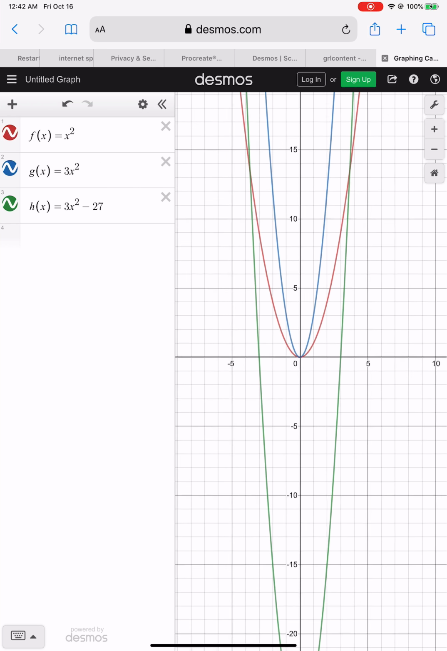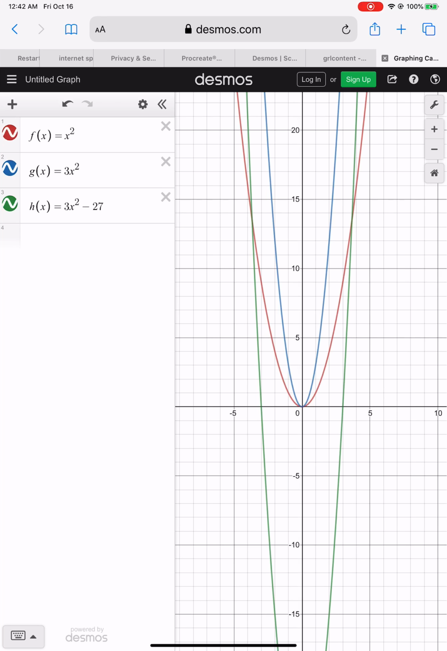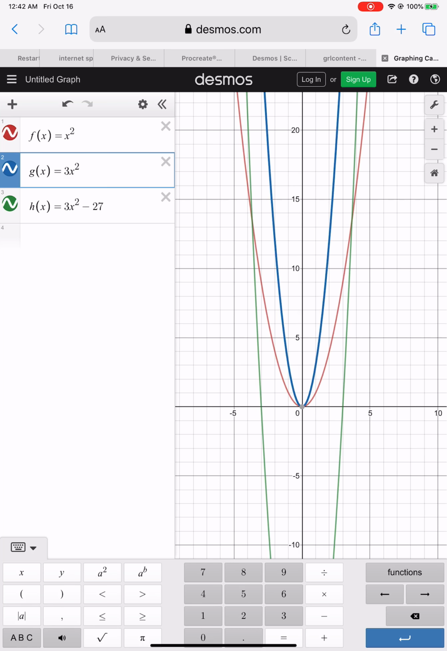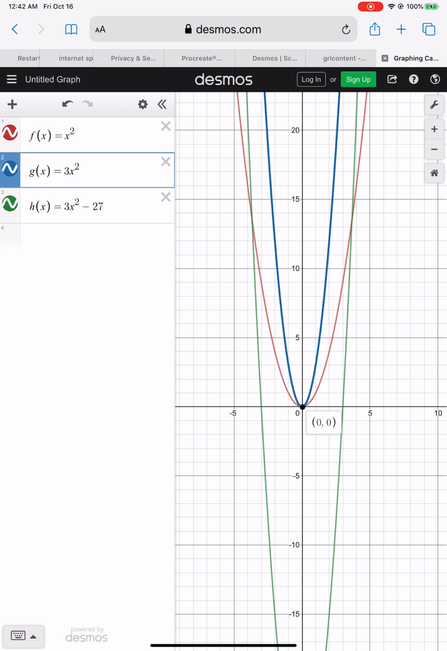Oh, I forgot about the roots. The root of the red function was 0, and the root of the blue g function is 0. But the h function, 3x squared minus 27, has two x-intercepts here. One is x equals negative 3, and the other is x equals positive 3. Okay, so those are the roots.